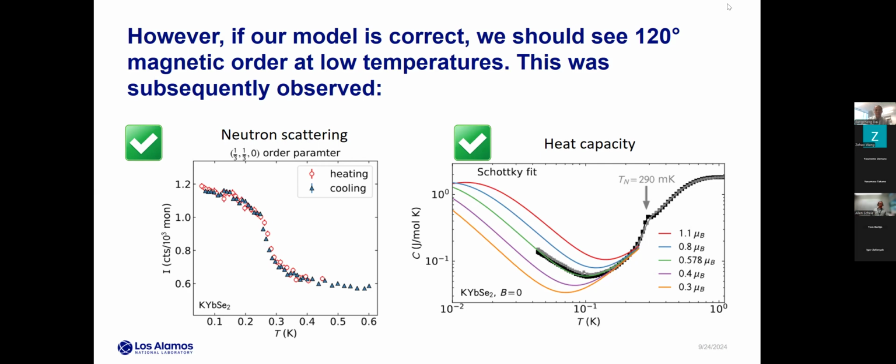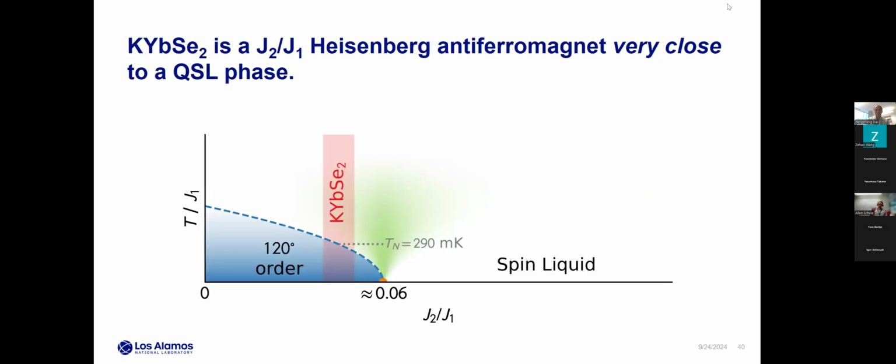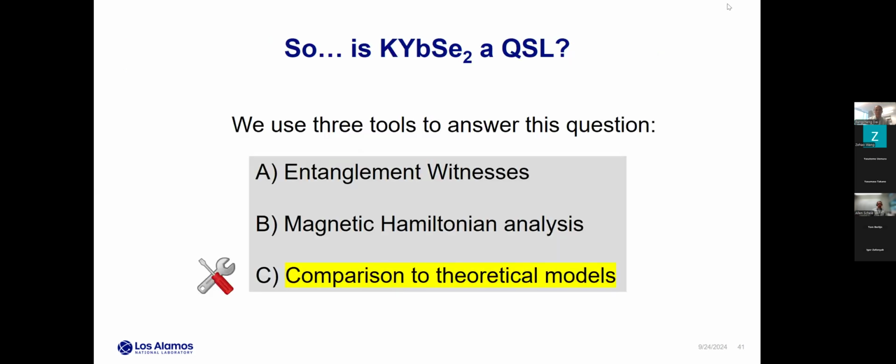So we did this in another elastic neutron scattering experiment on a triple axis. We did see the onset of Bragg intensity, very weak, but still measurable at 290 millikelvin. And in heat capacity, we saw a little blip, a very tiny amount of entropy, but still there at 290 millikelvin, indicating very weak magnetic order. So everything's consistent. This material is a J2-J1 Heisenberg antiferromagnet that's very close to a spin liquid, but not quite there. Next slide, please.